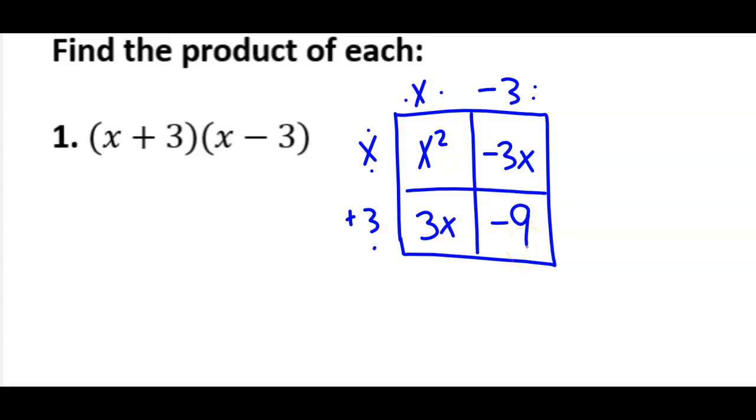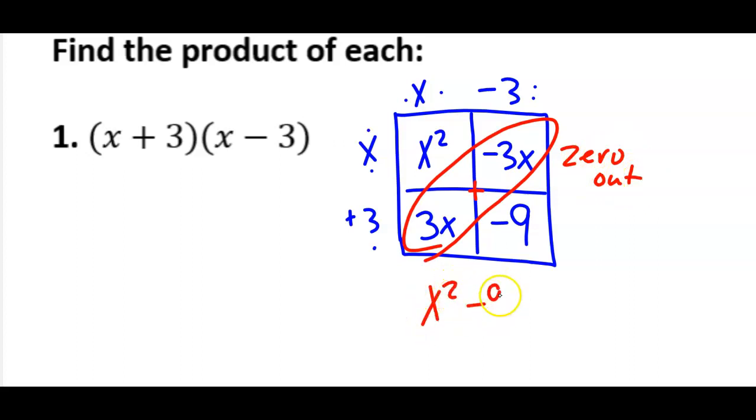All right, now I need to add those together. Remember, these are like terms, but what happens here? 3x plus negative 3x, oh wow, that zeroes out. So if that zeroes out, then what do I have left? I've got x squared minus 9. Fantastic. All right, let's look at another example.